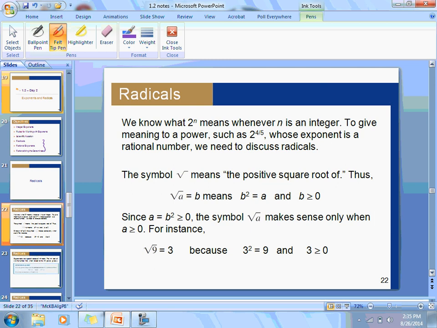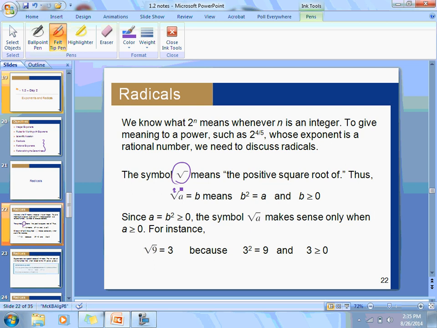So here's our symbol for our radicals, and that means the positive square root of something. And when it's a square root, we technically don't put the little 2 in there. Technically, there's a little 2 there in that little elbow. You see that when it's a cubed root or fourth root, etc.